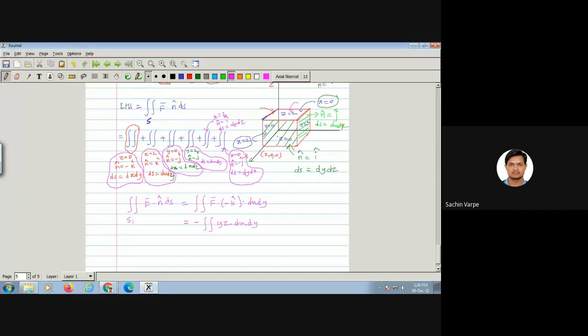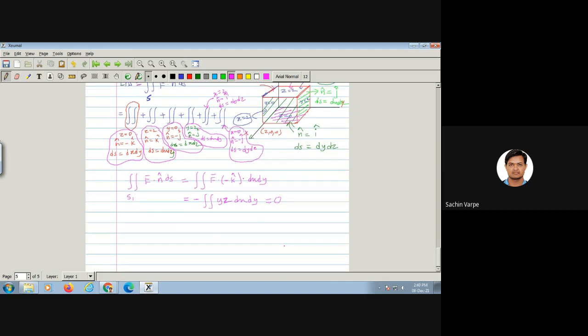Can you integrate this on the first surface, the bottom surface? For the bottom plane z equal to 0, if I substitute z equal to 0, the whole integration will be 0. Yes, so the first integral will be 0. Is this clear to everyone? So now get the second, third, fourth, fifth and sixth integrals. The sum of all these will be your left hand side.